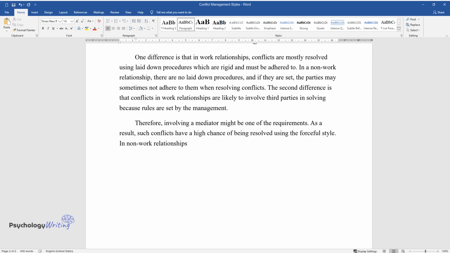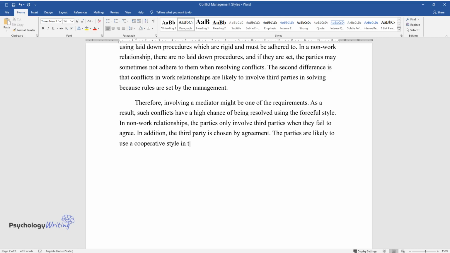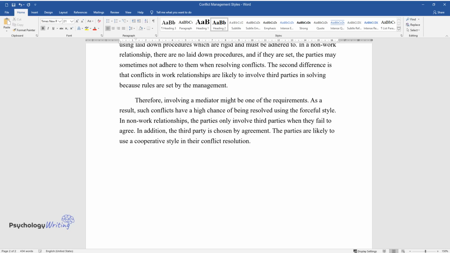In non-work relationships, the parties only involve third parties when they fail to agree. In addition, the third party is chosen by agreement. The parties are likely to use a cooperative style in their conflict resolution.